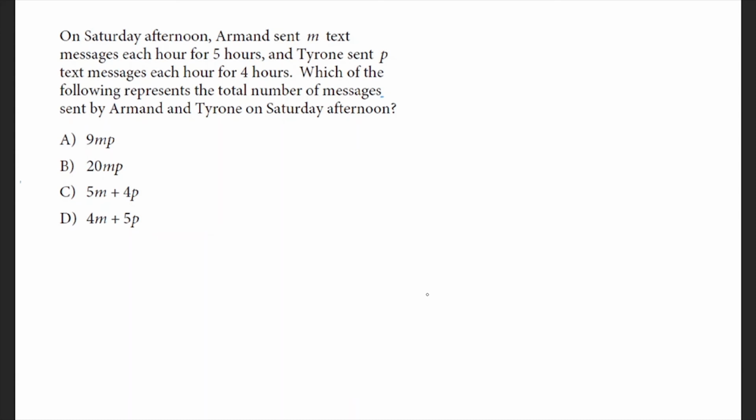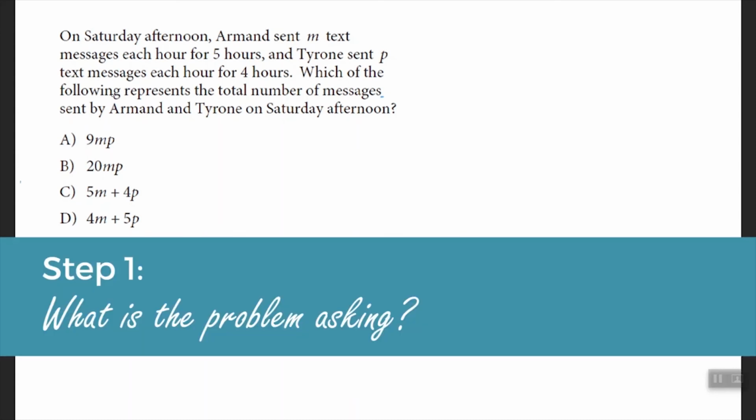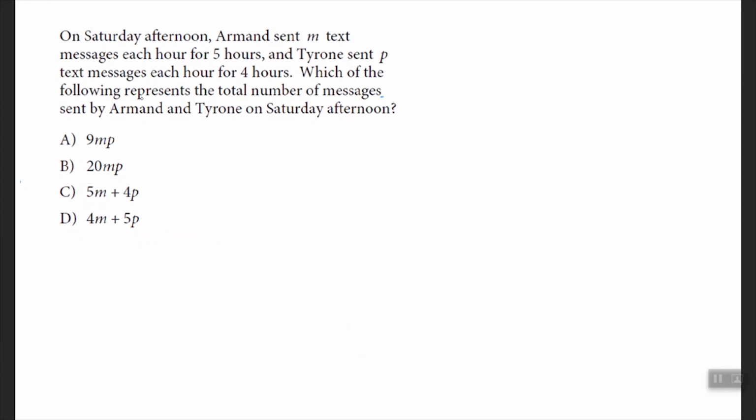The first thing we need to do is figure out what this problem is asking us. That's going to be located in the last sentence here. Which of the following represents the total number of messages sent by Armand and Tyrone on Saturday afternoon? The other way is by looking at the options here. It looks like we're going to have to create some sort of expression. And since we just read the last sentence, the expression is going to be the total number of texts that Armand sent plus the total number of messages that Tyrone sent. That's going to tell us the total number of messages sent. That's this whole statement right there.